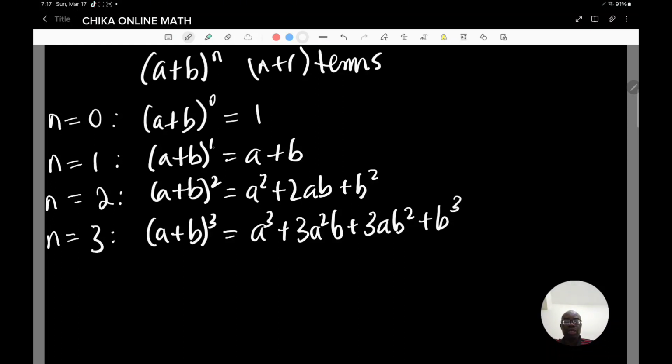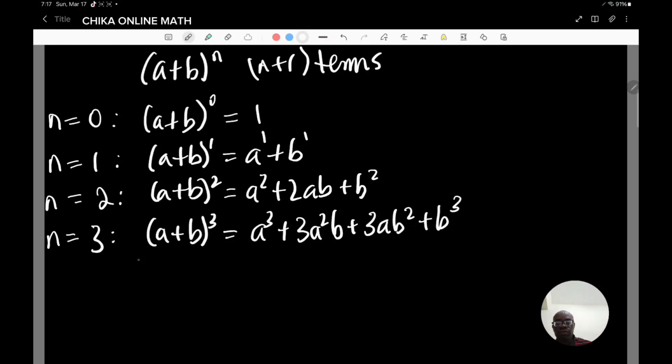A plus b raised to power 1 is a plus b, which is like a raised to power 1 plus b raised to power 1. Now a plus b squared is what? It starts with a squared and ends with what? B squared. A plus b cubed starts with a cubed and ends with b cubed, with other terms in between.